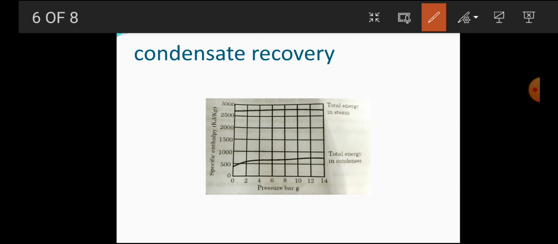Here there is a graph in which on the x-axis there is pressure in bar, and on the y-axis there is specific enthalpy, h, in kilojoule per kg Kelvin. This figure compares the amount of energy in a kg of steam and condensate at the same pressure. This is the amount of energy for condensate, and this is the amount of energy for steam.